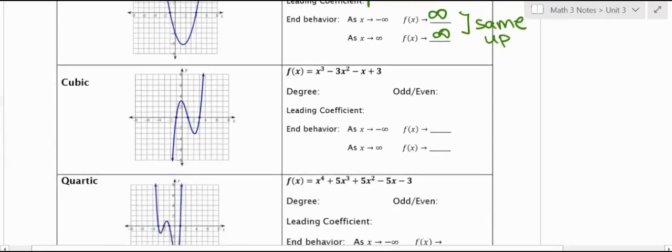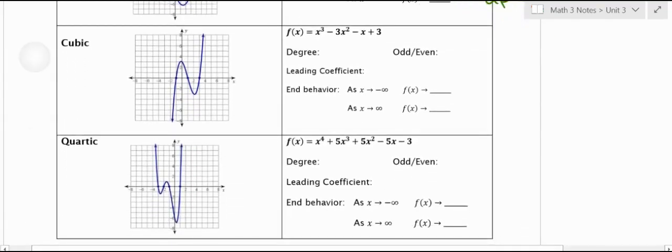The next one we did was a cubic, which we saw a lot in Unit 1. So for this example, it's a degree 3. That's what a cubic is. 3 is an odd degree, so I'm going to put that it's odd. On this example, it's a leading coefficient of 1, but I'm going to also write that it's positive because we're going to find again what happens when it's positive. And we can see, so cubic is an odd degree. And if I look at the left tail, it goes down. The right tail goes up.